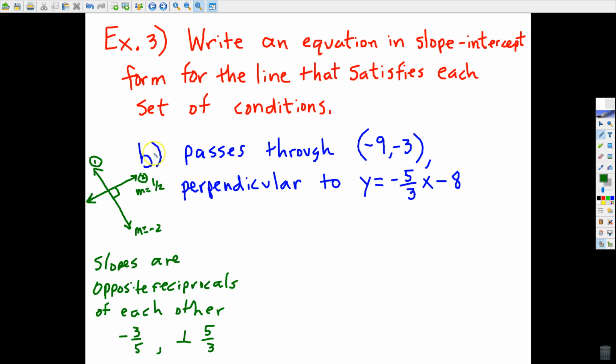Okay, so back to this problem, letter B. We're given a point, and we're given an equation of a line perpendicular to this unknown line that we're supposed to write the equation for. The slope of the line I'm given is -5/3. If they are truly perpendicular, then the new line would have to have a slope of positive 3/5. Notice it's the opposite reciprocal. Okay, and now we're back to what we were doing before, and I'm done with this.